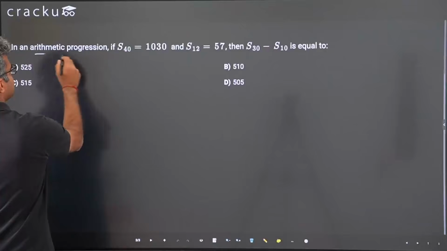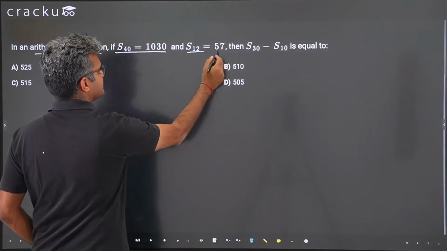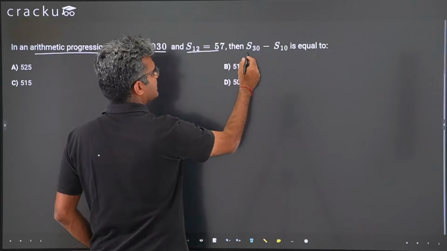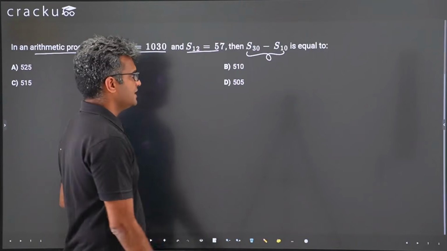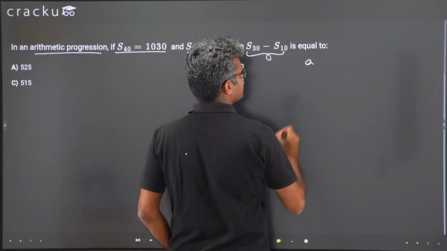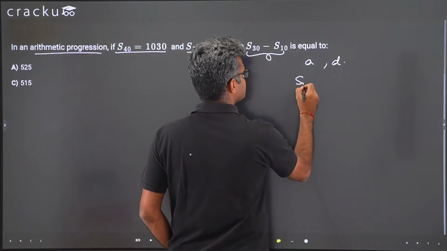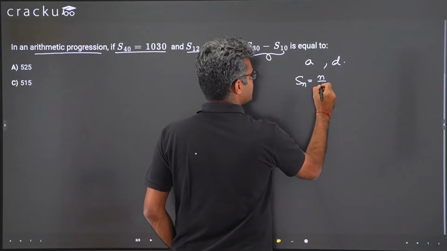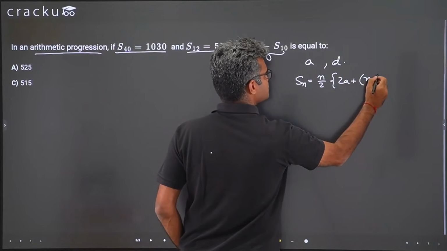In this question, this is an arithmetic progression. S of 40 is 1030, S of 12 is 57. We are required to calculate the value of S of 30 minus S of 10. If you have an arithmetic progression where the first term is A and the common difference is D, what is the sum of the first n terms? The sum of the first n terms will be n by 2 into 2A plus n minus 1 into D.